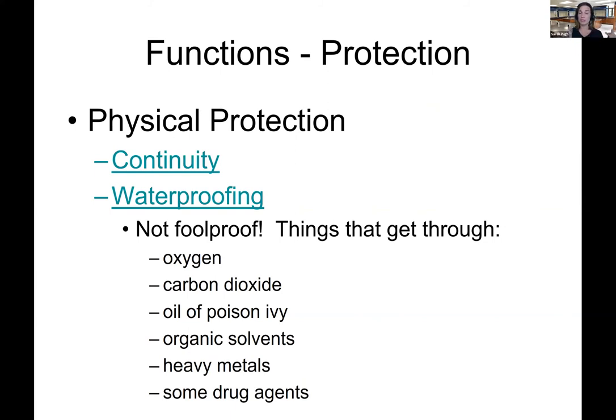Another kind of protection other than chemical is a physical protection. So your skin is a great physical barrier, right? It's continuous all over the outside of your body, and so it has continuity. In fact, if your skin gets cut, it heals super fast.